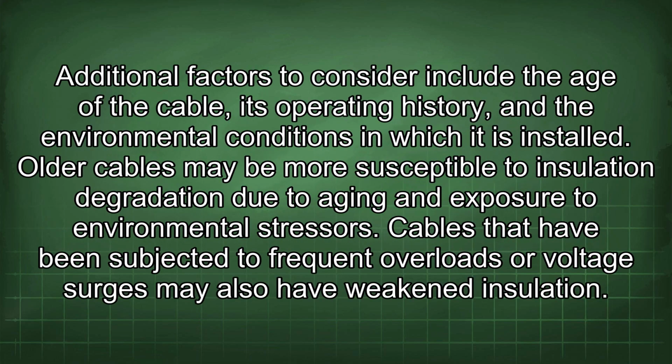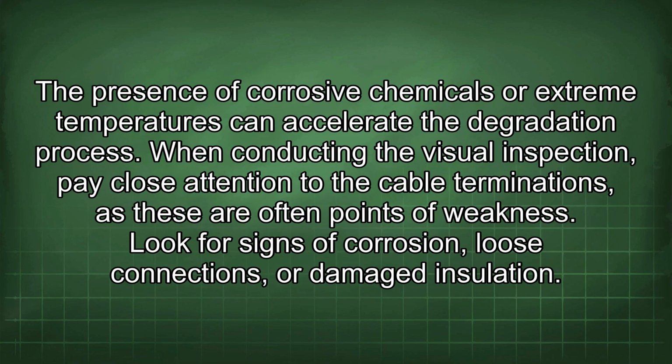Additional factors to consider include the age of the cable, its operating history, and the environmental conditions in which it is installed. Older cables may be more susceptible to insulation degradation due to aging and exposure to environmental stresses. Cables that have been subjected to frequent overloads or voltage surges may also have weakened insulation. The presence of corrosive chemicals or extreme temperatures can accelerate the degradation process. When conducting the visual inspection, pay close attention to the cable terminations, as these are often points of weakness. Look for signs of corrosion, loose connections, or damaged insulation.